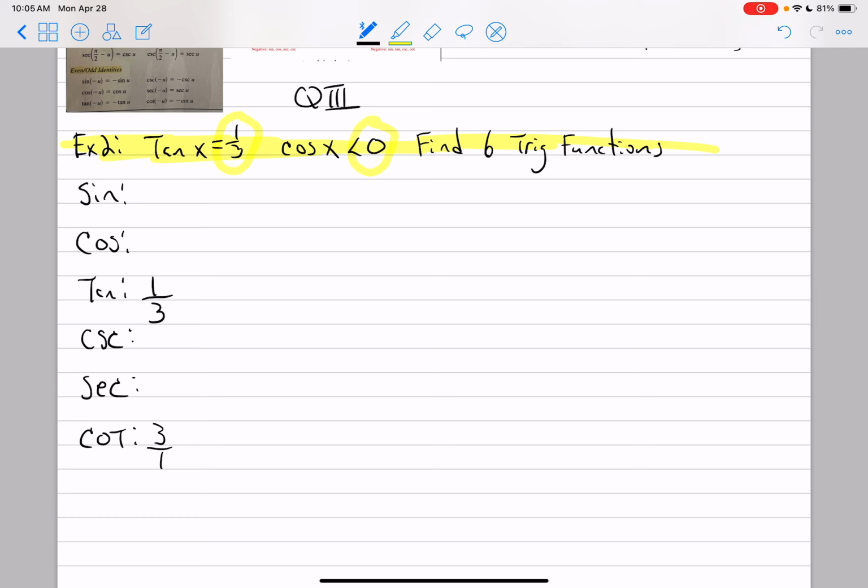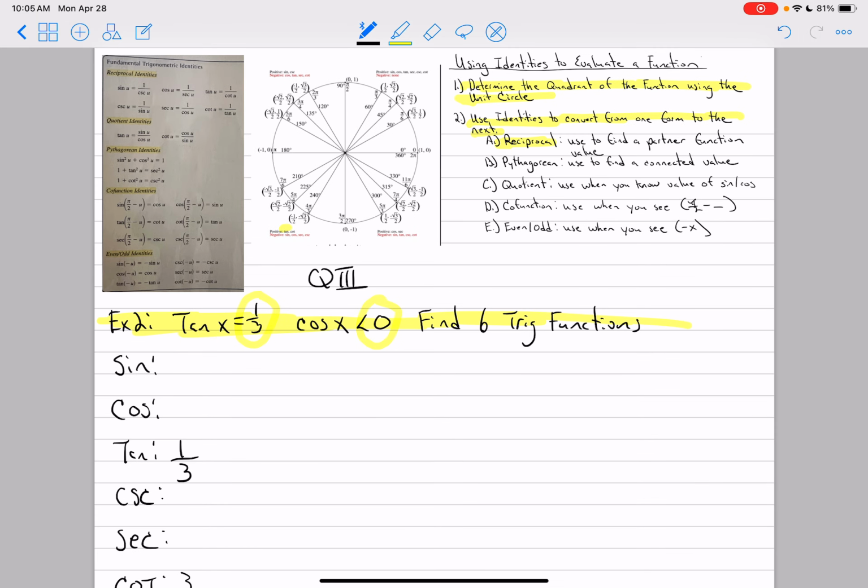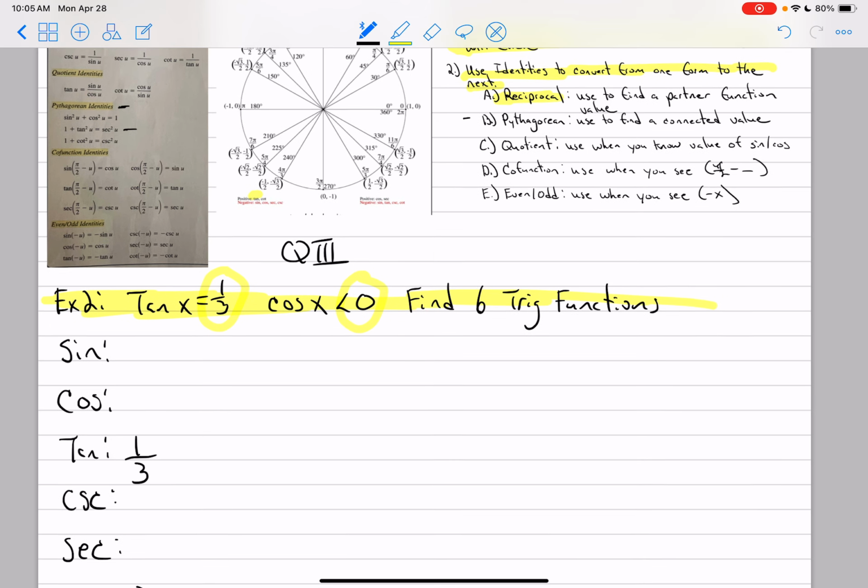Now, what do we know? Let's see. Pythagorean. Let's see if we can use any Pythagoreans to help us out. All right, so if I'm looking at my Pythagorean identities here, this one talks about sine and cosine, but I don't know any of those. This one, right here, talks about tangent.